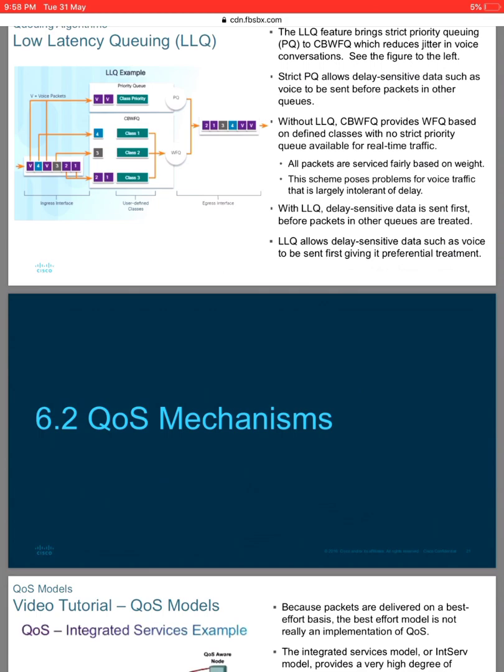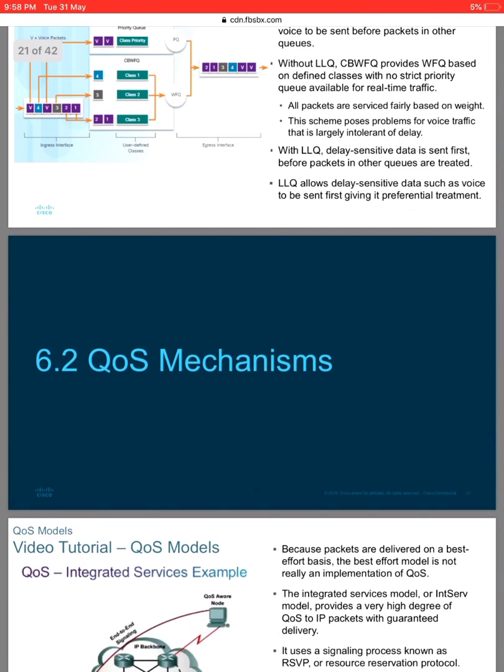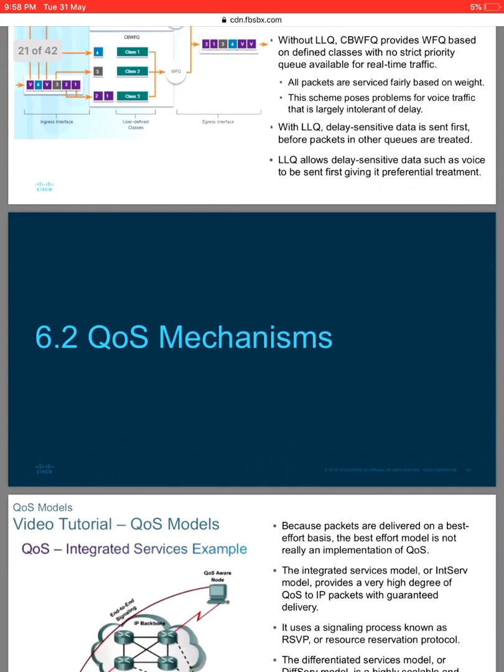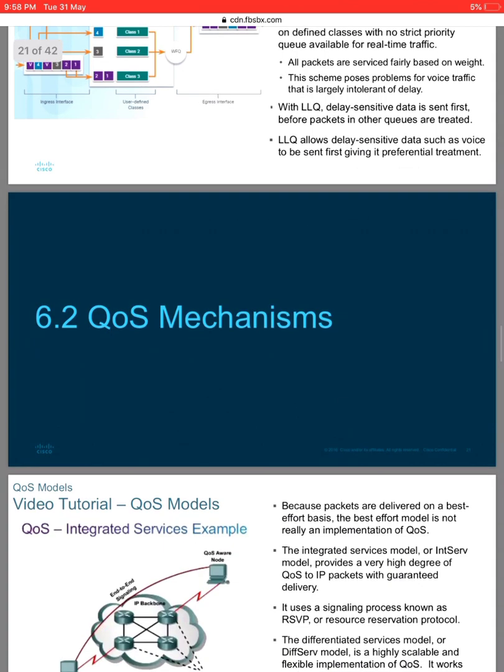Without LLQ, CBWFQ provides WFQ based on defined classes with no strict priority queue available to real-time traffic. All packets are reserved freely based on bandwidth. This scheme poses problems for voice traffic that is largely intolerant of delay. With LLQ, delay-sensitive data is sent first before packets in other queues are treated. LLQ allows delay-sensitive data such as voice to be sent first.